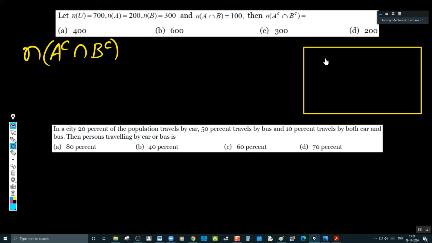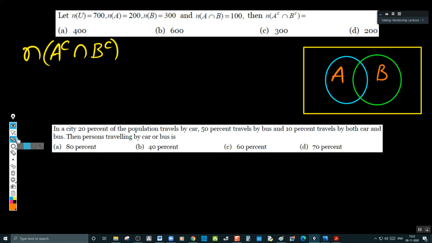That is, this is A and this is B. Now what it needs is A complement intersection B complement. Intersection means common area. Not A, not B. How it goes? This is A, this is B. Not A means outside A.